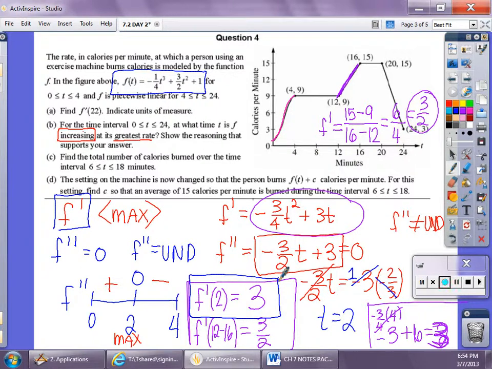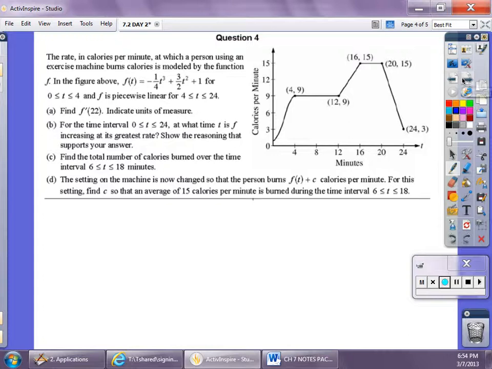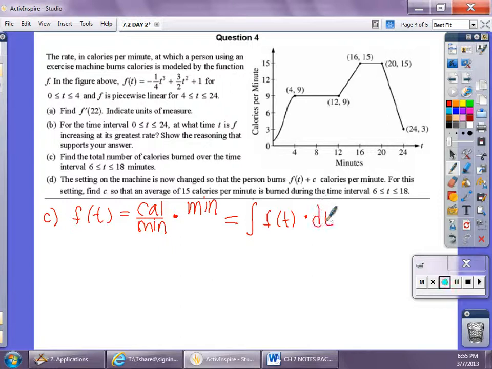All right, letter C. Find the total number of calories burned over this time. So, letter C, total number of calories. First of all, let's talk about f of t. F of t was calories per minute. Well, now they want calories, and the only way I could get just calories is multiplying by minutes. So that tells me that I'd have to take the integral of f of t times dt to make that work. So I want the integral from 6 all the way until 18, which is here.